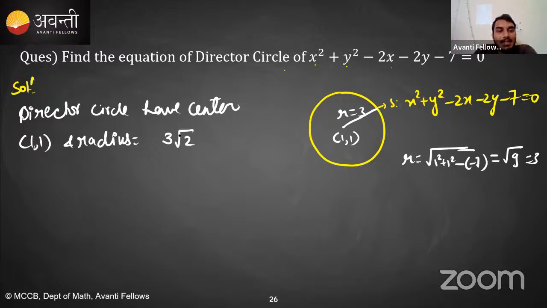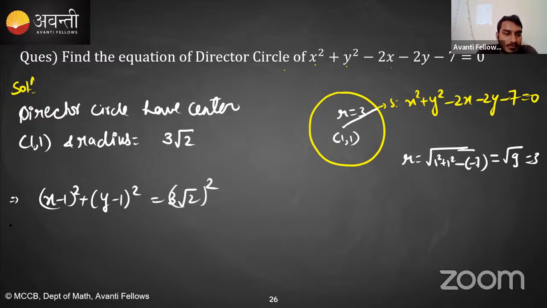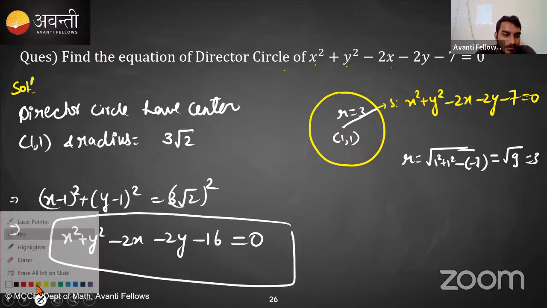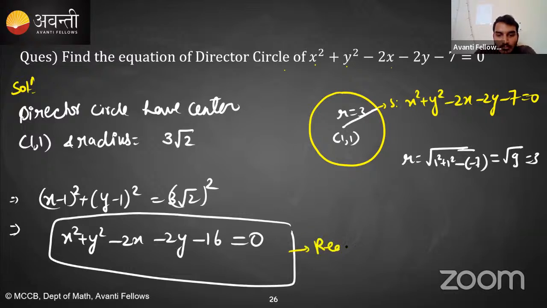So the equation of any circle whose center and radius are given, how can you write the equation? (x minus 1) whole square plus (y minus 1) whole square is equal to (3 root 2) whole square. What comes out is x square plus y square minus 2x minus 2y plus 2 minus 18, so minus 16, is equal to 0. So this is the required director circle. See how easy it was. Is this clear now?